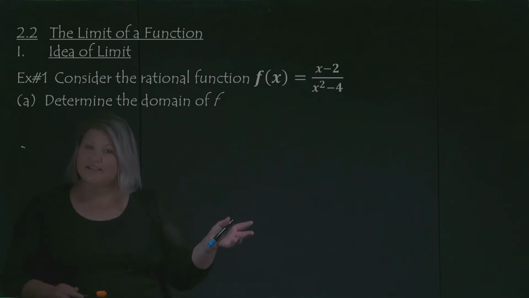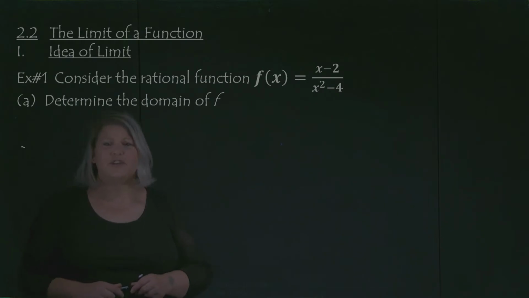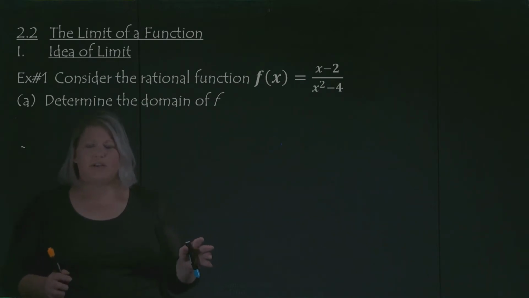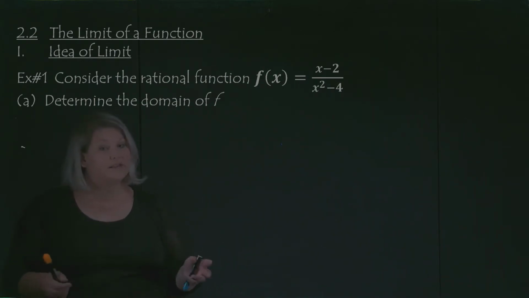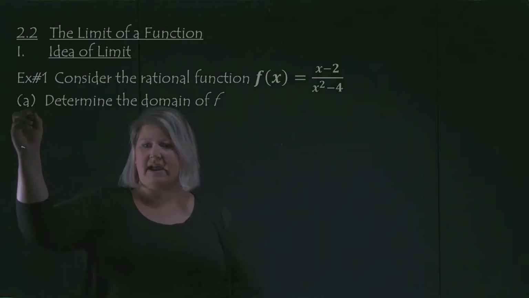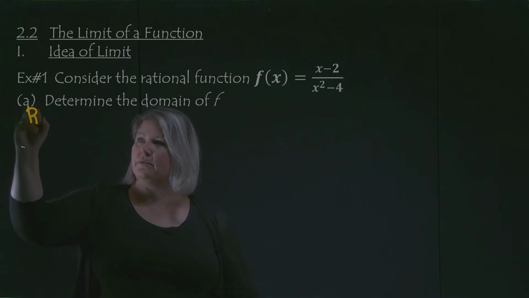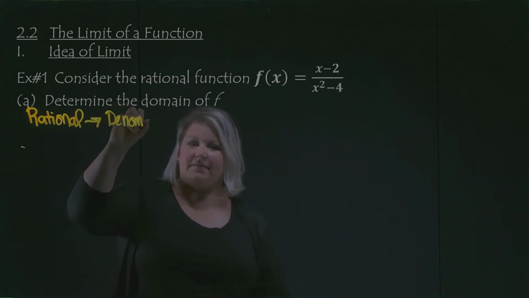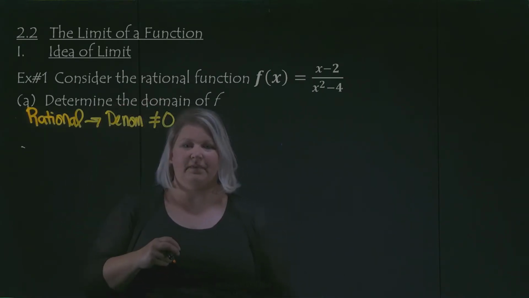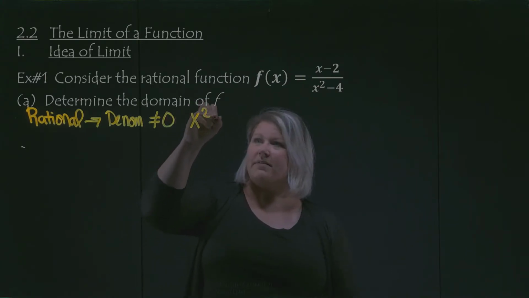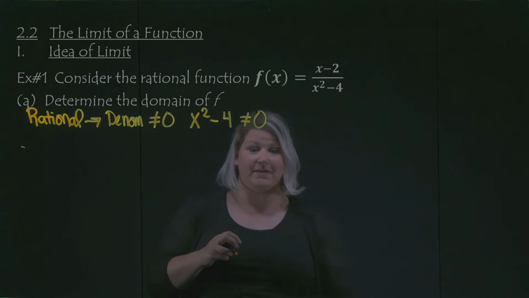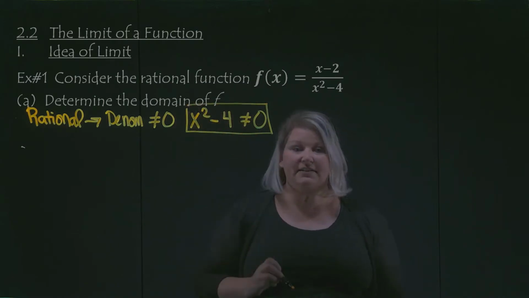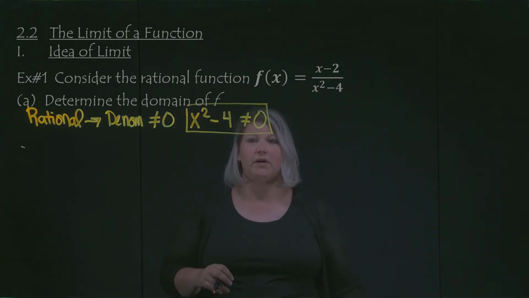The first example is, let's consider this function. We've got a rational function of x minus 2 over x squared minus 4. The first thing we want to do is look at the domain of this function. Because it's a rational function, we know that the denominator cannot equal 0. Well, the denominator is x squared minus 4. So we know that that bad boy cannot be equal to 0. So we have to take this piece right here and solve it for x in order to figure out what values of x don't work.